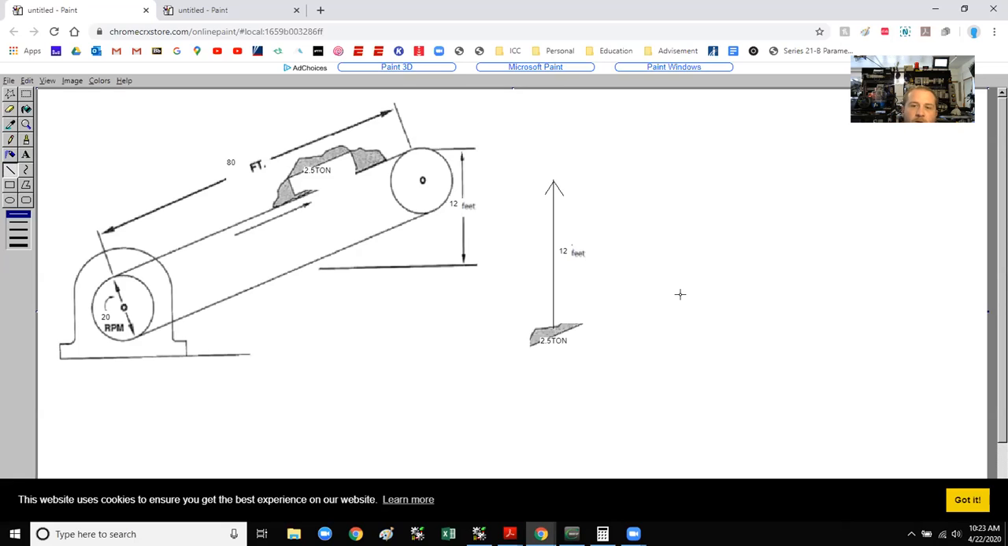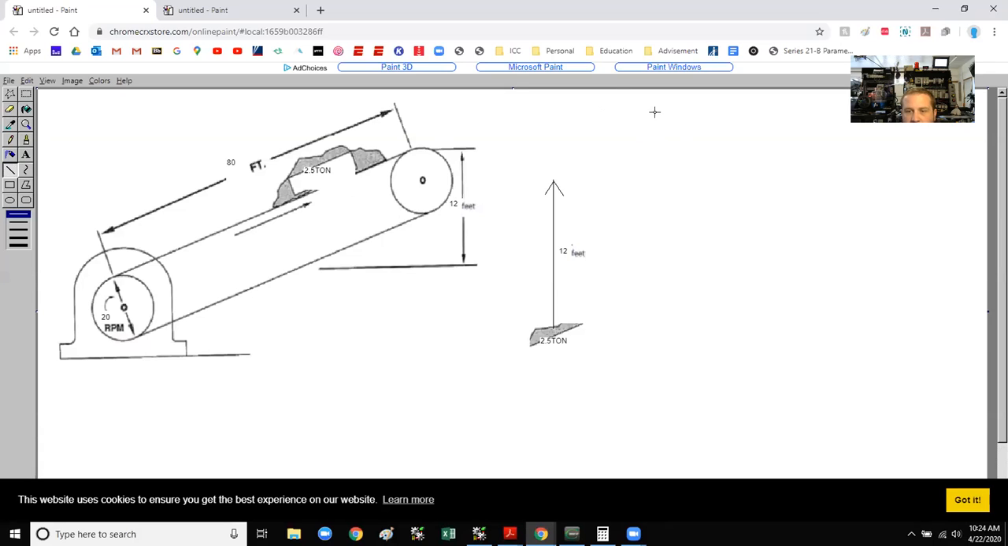Okay, so we're looking for horsepower. This is another way I would think of this, because since this thing is frictionless, all we're really doing is lifting 2.5 tons 12 feet straight up, right? Don't get confused with the distance this way. So if we're lifting 2.5 tons 12 feet in the air, and the question says we're lifting it 12 feet every minute, what's our horsepower?